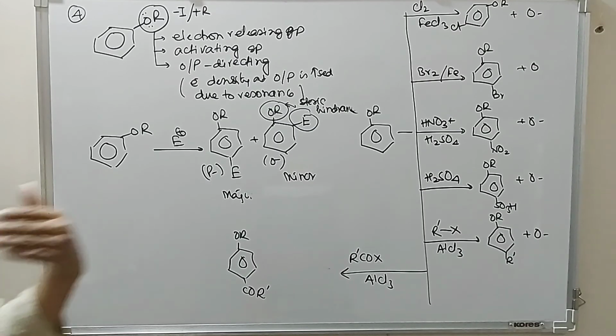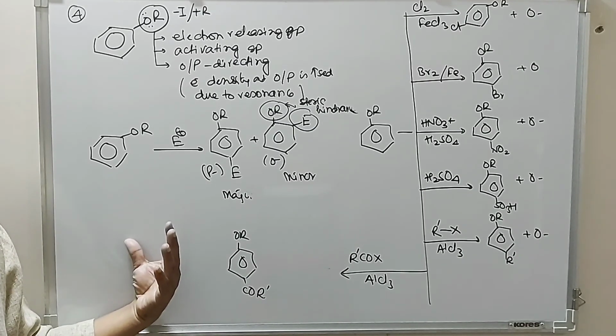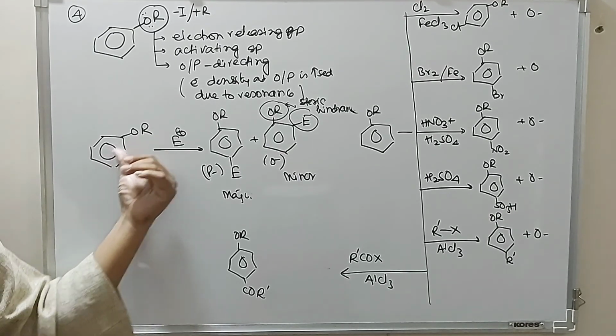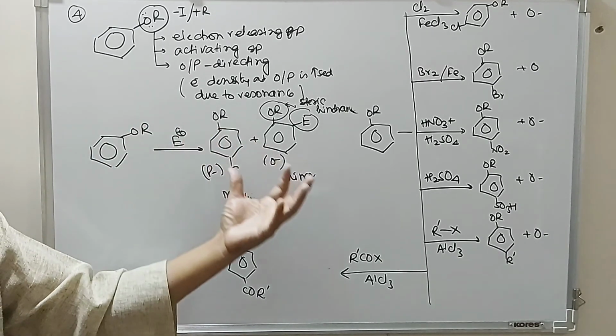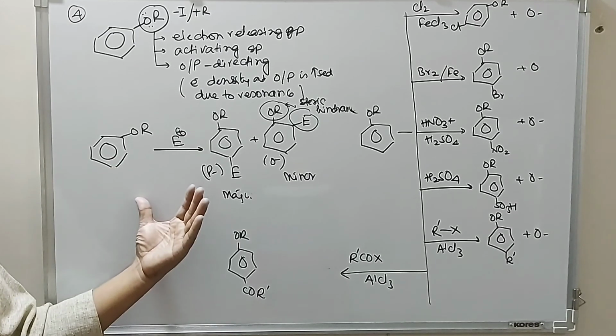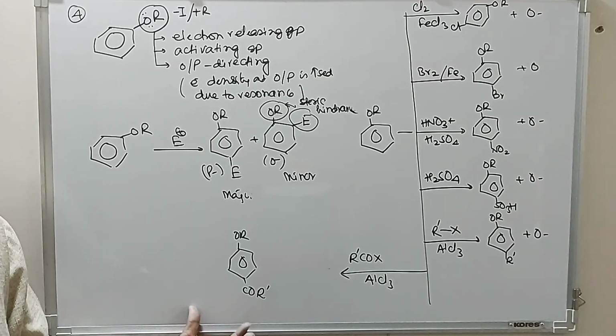So this is all about the chemical aspects of the aryl ethers. Apart from breaking of this carbon oxygen bond, we can also have electrophilic substitution reaction of this benzene ring. So these are some chemical properties of ethers.